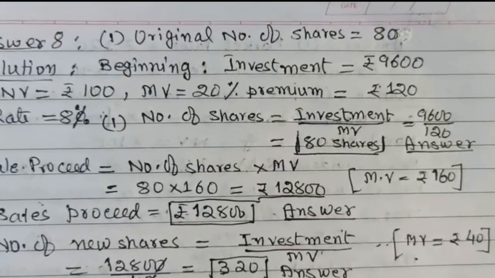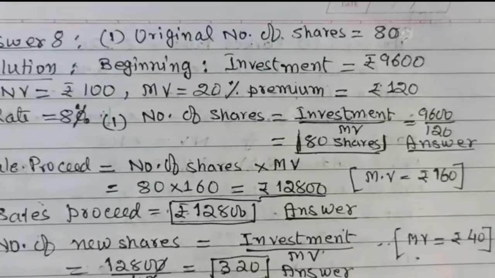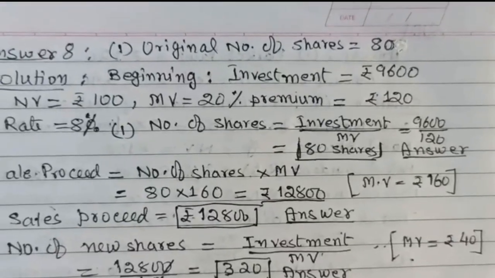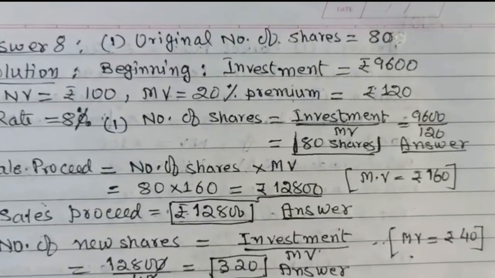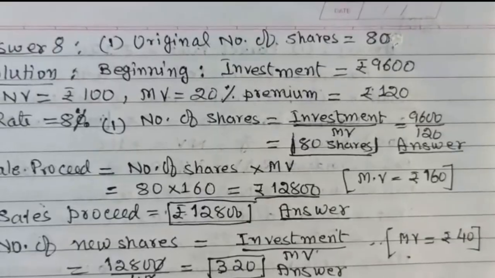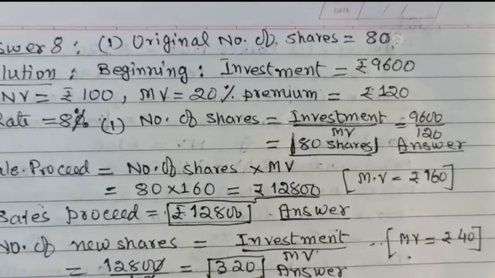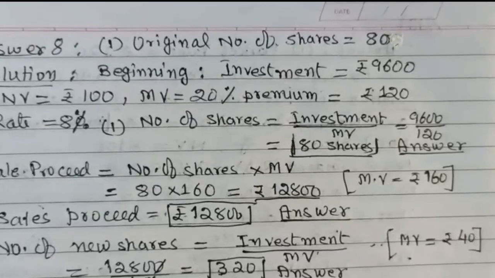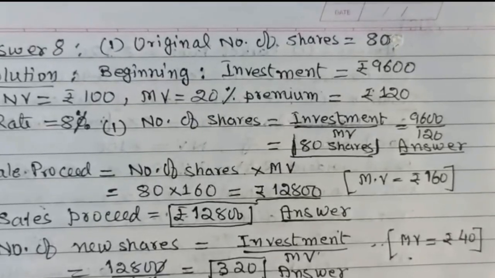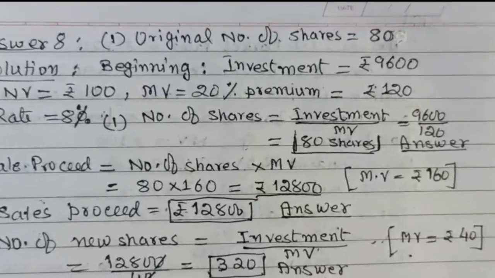The number of shares is equal to investment divided by market value, which is equal to 9,600 divided by 120, which becomes 80. So therefore, answer to the first part is the number of shares he has bought is 80 shares.